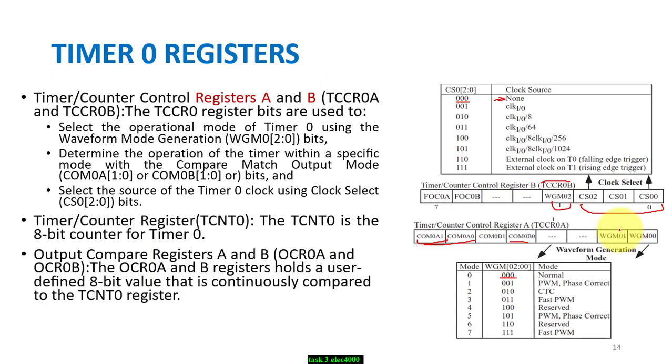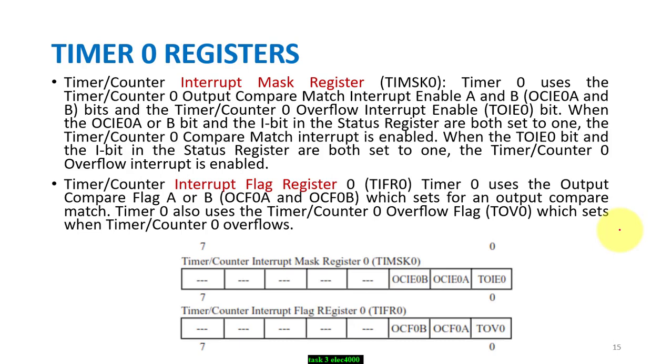The last registers to talk about are the interrupt registers. So if you want to enable the interrupts, these are the pins to enable the interrupts. To enable the interrupt for B, for A, and for overflow. And these are the pins where you are going to read the interrupts, where the overflow happens, and these things.